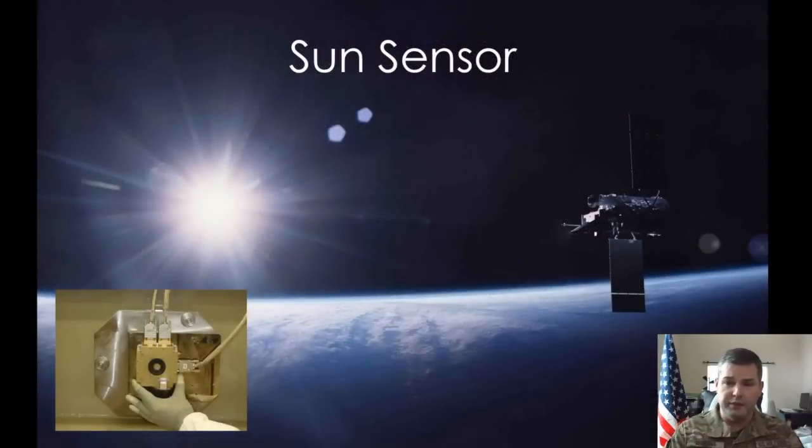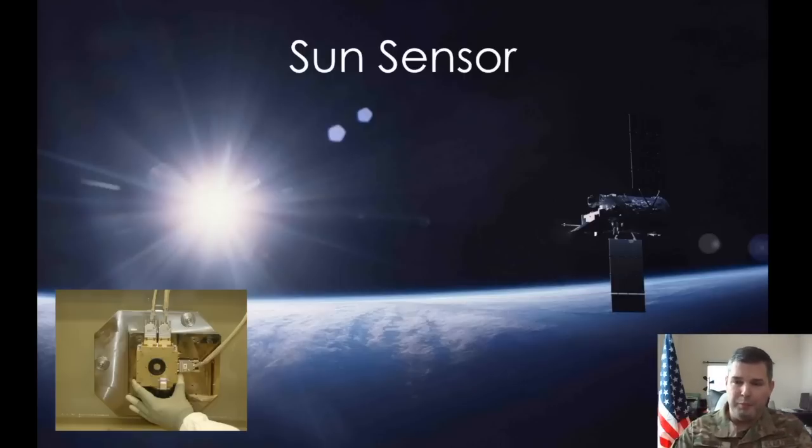The next is a sun sensor, right? So if we can determine our orientation off of the stars, the sun is a giant star, maybe we can use that. It's fairly good. It's simple, it's reliable, it's low cost, but there are some disadvantages.